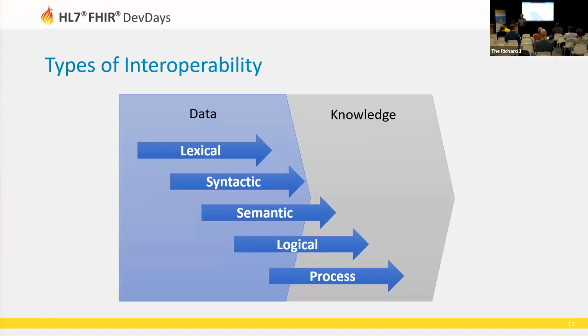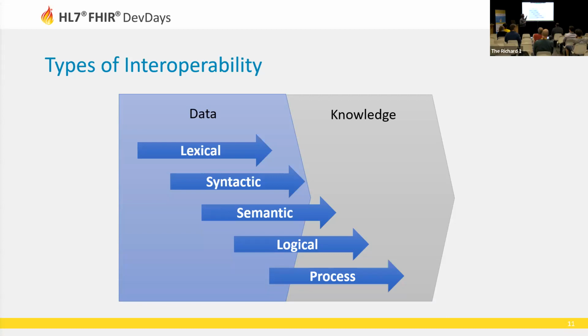All right, so the design. When we talk about interoperability, there are different types of interoperability. With FHIR, we're typically looking at data interoperability, but there's also knowledge interoperability. And within that, it's a continuum. It's not discrete. And so they have lexical interoperability. That just means we're sharing the same symbols, A, B, and we mean the same thing by those on both sides.